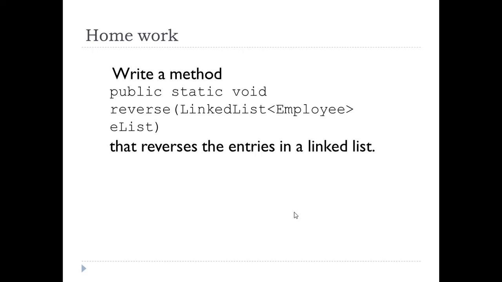Then you have a homework, public static void reverse. As you did for the downsize, you have to also write one more method, probably in the same class, which is the test employee list class, as a reverse method. And this reverse method will reverse the order of the elements which are there in the employee list. So this you are going to try out.